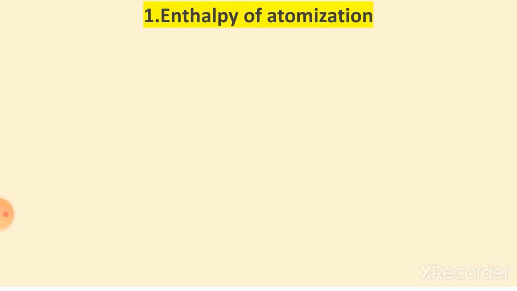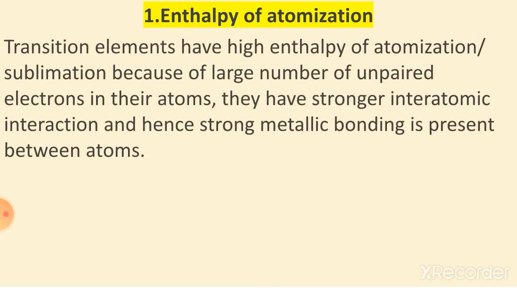Now you can note down that the symbol of enthalpy of atomization is delta A H naught. Here delta means change, A means atomization, H means enthalpy, naught means standard condition. So let us explain about this. It is basically the energy required to break down the metallic lattice so that the atoms get free. That's why this enthalpy is known as enthalpy of atomization.